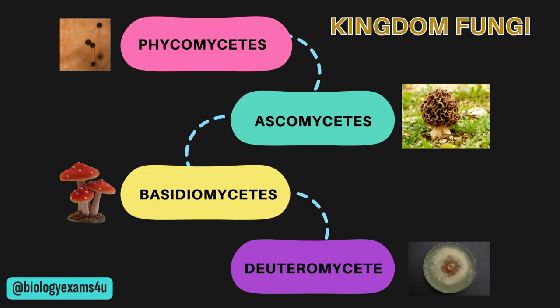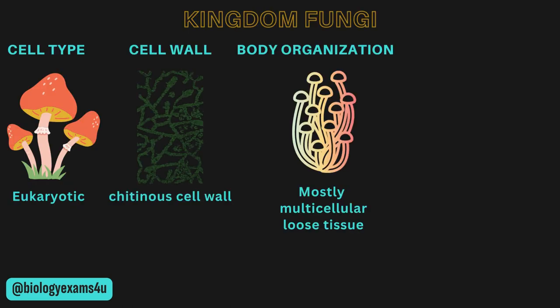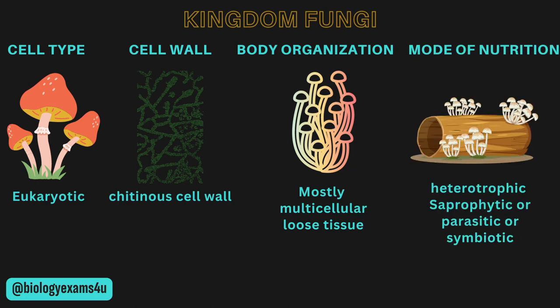Deuteromycetes are called fungi imperfecti as sexual reproduction is absent. They have septate mycelium and are either saprophytic or parasitic. Examples include Trichoderma and Alternaria. Fungi are eukaryotic, multicellular organisms with cell wall made up of chitin. They are heterotrophic, may be saprophytes, parasites or symbiotic like lichens.